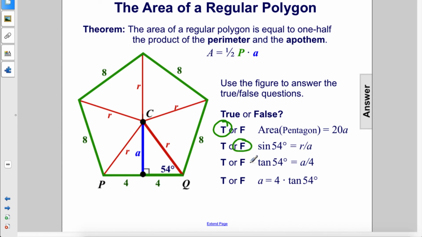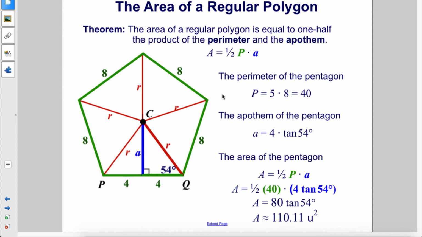Sine 54 degrees is a over r, not r over a. So this is false. Tangent 54 degrees would be opposite over adjacent, a over 4. That is true. Therefore, a equals 4 times tangent 54. So here we see tan 54 equals a over 4, so multiply both sides by 4, and you do get a equals 4 times tangent 54. So that is true as well.